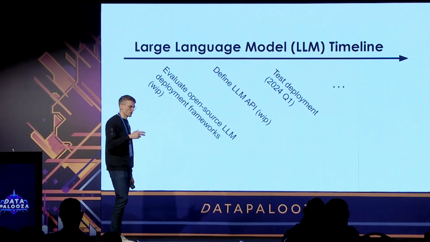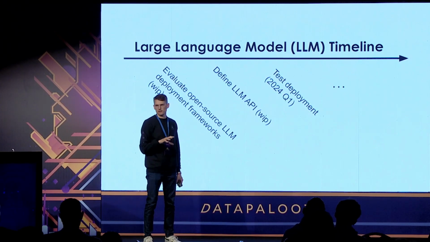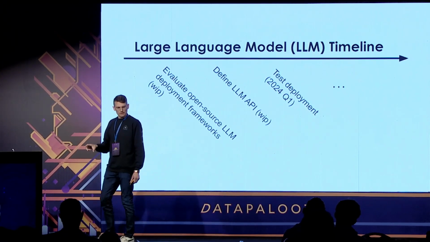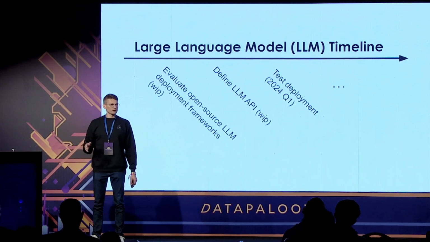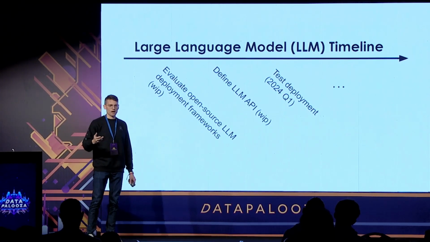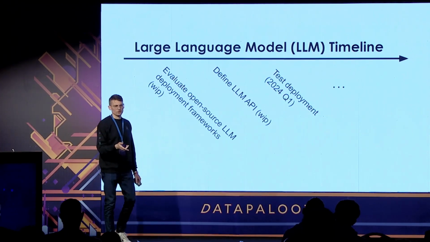we're looking at the software stacks where an indexer could take an open source LLM like Llama 2 and run it in their infrastructure. And then we'll work on the LLM API. So how do we have people send natural language queries to the graph? And then we'll start doing test deployments in early 2024.